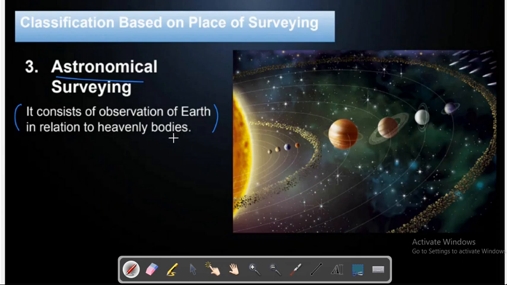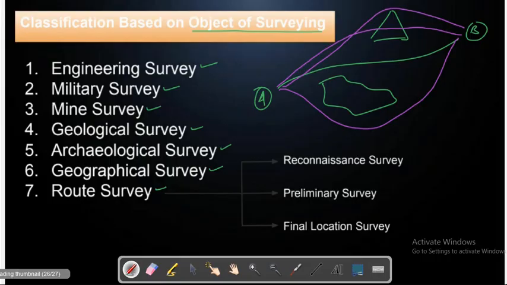Next, astronomical surveying. The term itself says it consists of observation of the Earth in relation to heavenly bodies like stars and the sun. With the help of stars and the sun, we can relatively observe the position of the Earth. That is astronomical surveying.